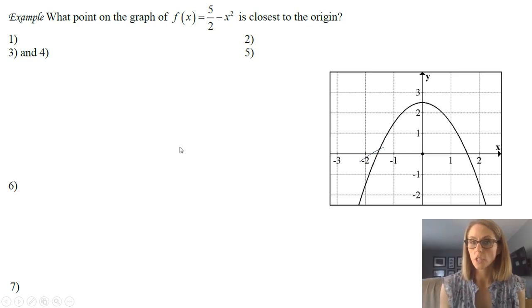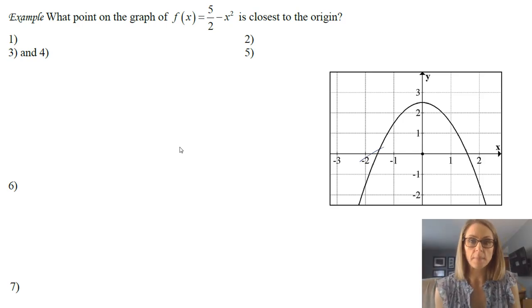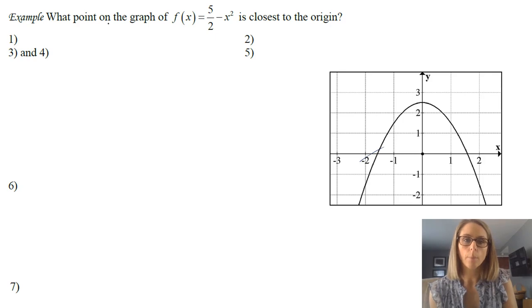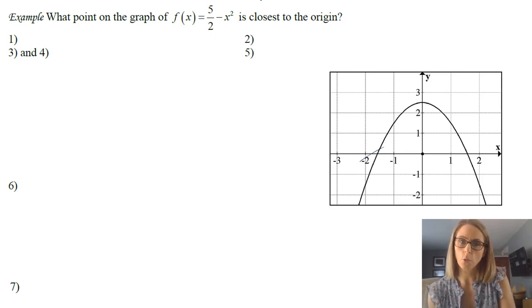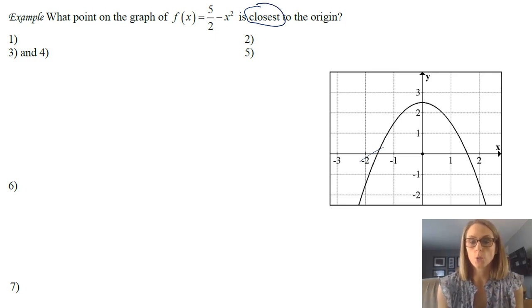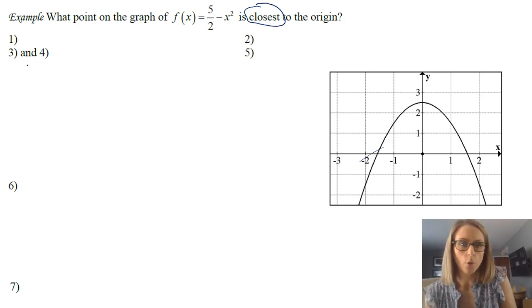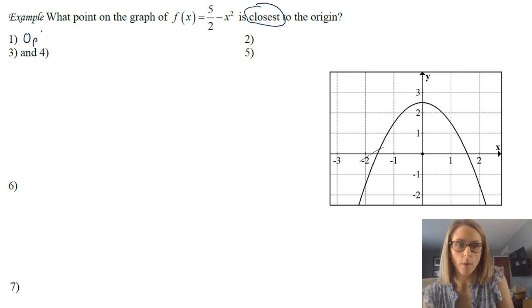So continuing on with section 3.7 on optimization, we have: what point on the graph of f(x) = 5/2 minus x squared is closest to the origin? So another very common optimization problem, it's asking about something being closest. So you're trying to basically minimize distance here, and that's actually what I'll write. So optimization is the type of problem.